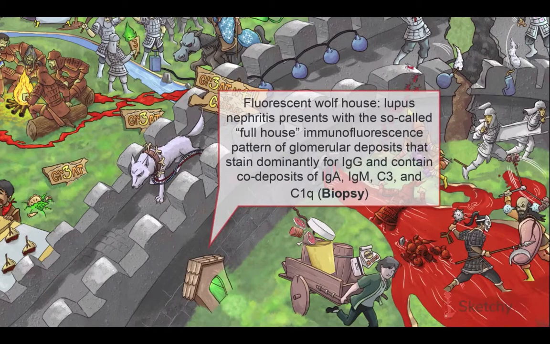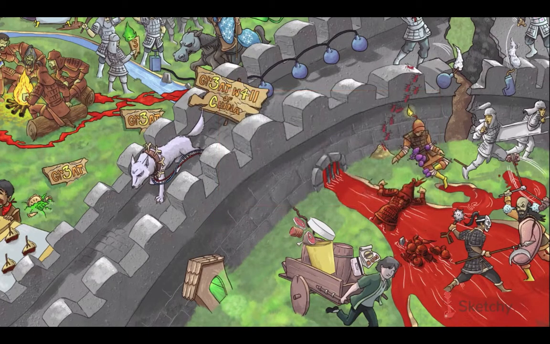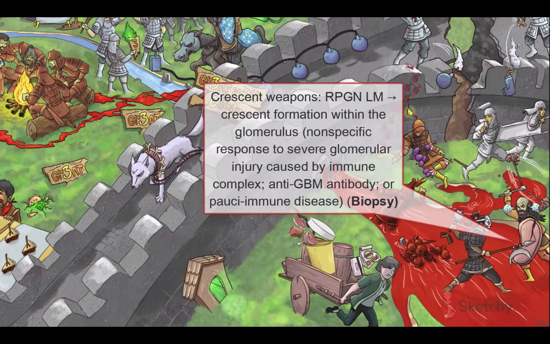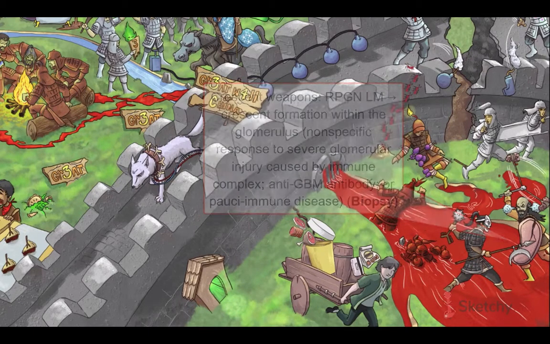The histopathology of lupus nephritis is variable. It's easy to confuse with other immune complex mediated glomerulonephritis. However, it characteristically presents with the so-called full house immunofluorescence pattern of glomerular deposits that stain dominantly for IgG and contain codeposits of IgA, IgM, C3, and C1q. That really bad, rapidly progressive glomerulonephritis we mentioned earlier is characterized by crescent formation within the glomerulus, seen on light microscopy. This finding is thought to represent a nonspecific response to severe injury to the glomerular capillary wall.